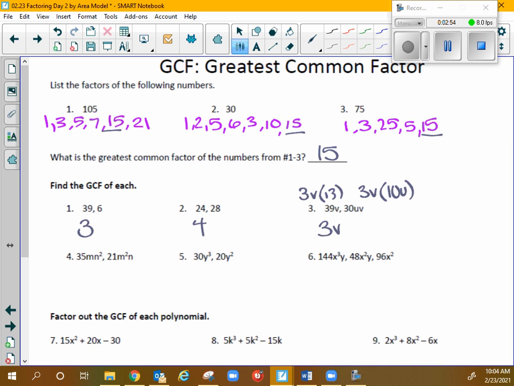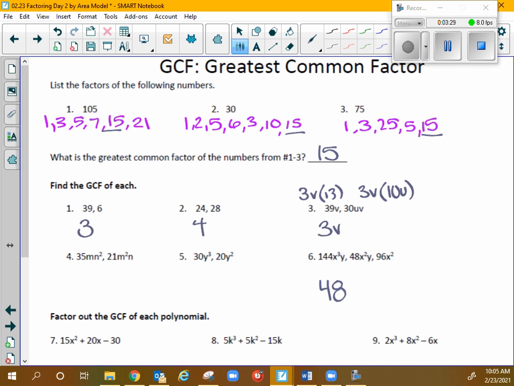Okay, let's look at number 6 together. I'm going to have you guys do 4 and 5 on your own. But number 6, 144, 48, and 96. It's not 12. 8. Not 8. Not 24. It is not 35. It's 48. Okay, it is 48. 48 times 3, 48 times 1, 48 times 2.